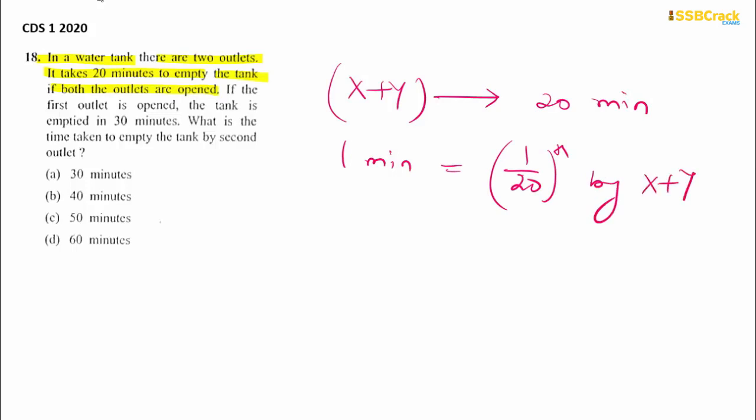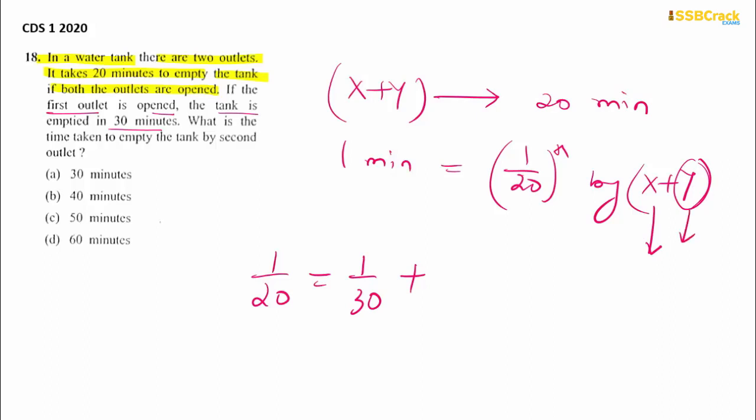Now out of this combined work, the further part of the question mentioned that the first outlet is open and the tank is emptied in 30 minutes. If only one pipe is working for emptying a tank, then the time taken was 30 minutes. Means assume कर लो अगर out of x and y में one pipe, suppose x pipe मैंने consider किया, तो इसका rate of working was 1/30. Why? Because 30 minutes taken to empty a tank means in 1 minute it will empty 1/30th part. Now the unknown was the time taken by the other pipe. Here as per our consideration it's pipe Y, right? So the question was what is the time taken to empty the tank by the second outlet.